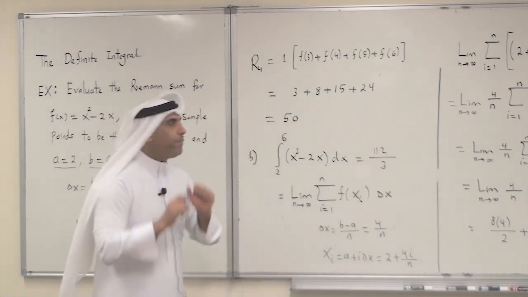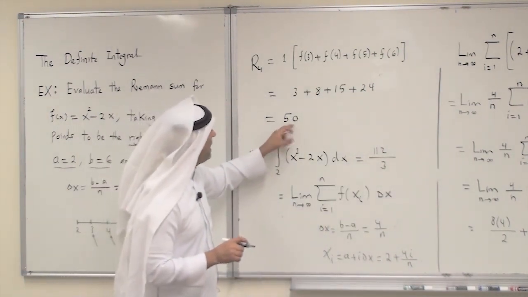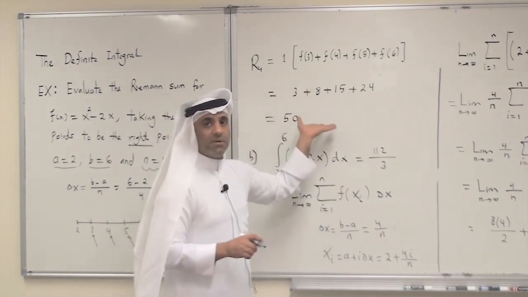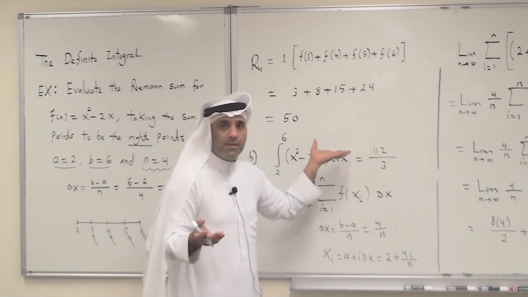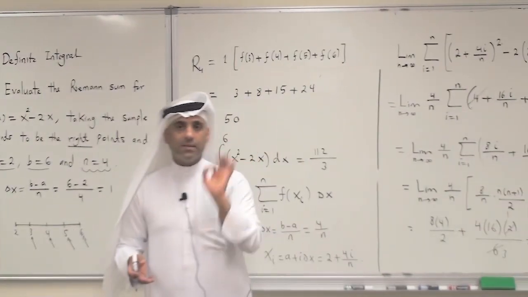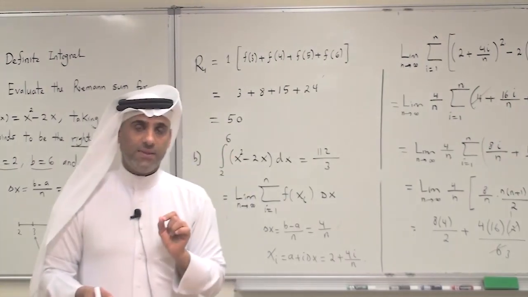When we did the approximation, we got the answer 50. If you divide this, of course, it will be more than 50 because here we have some error. We are choosing only 4 subrectangles. But here, by this procedure, we end up with the correct answer, the exact answer for the definite integral.